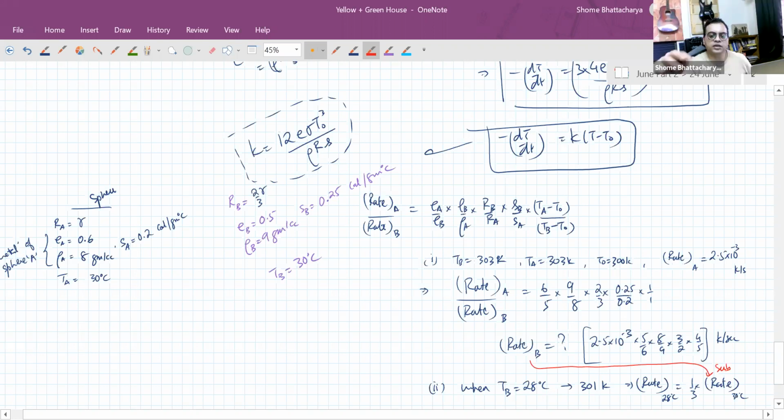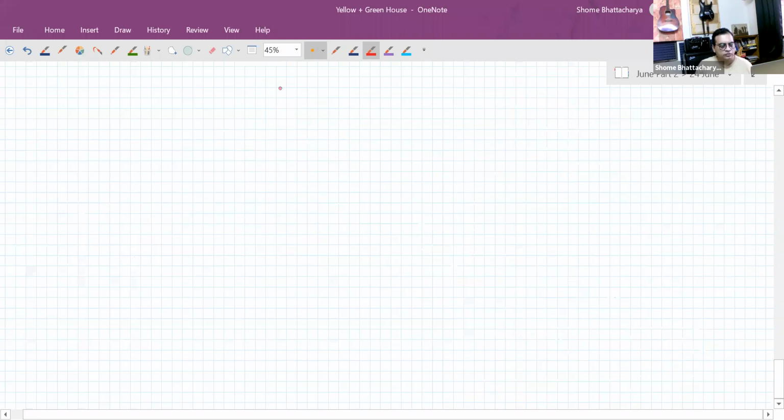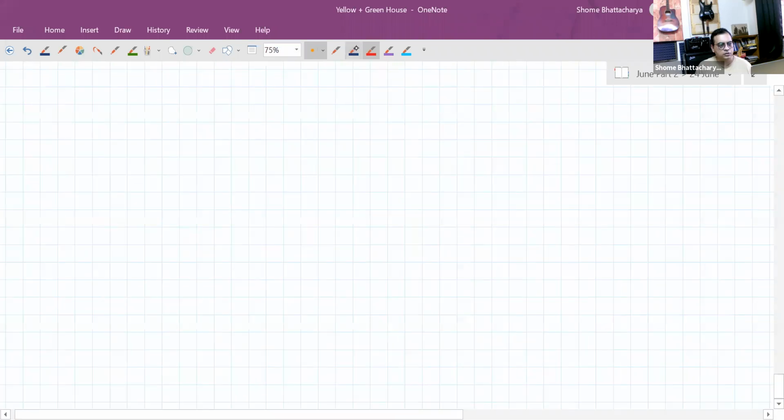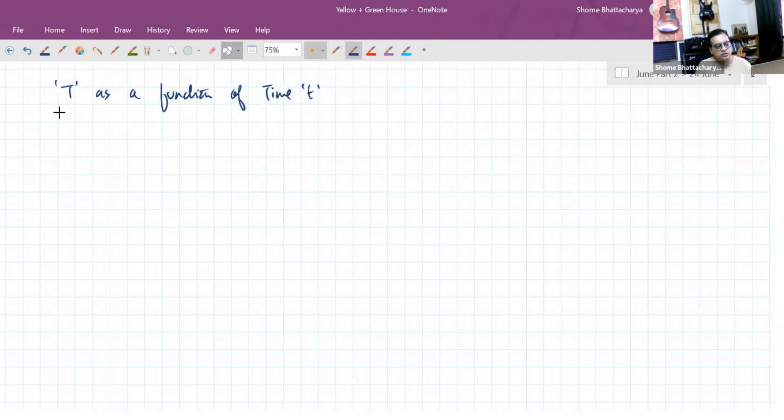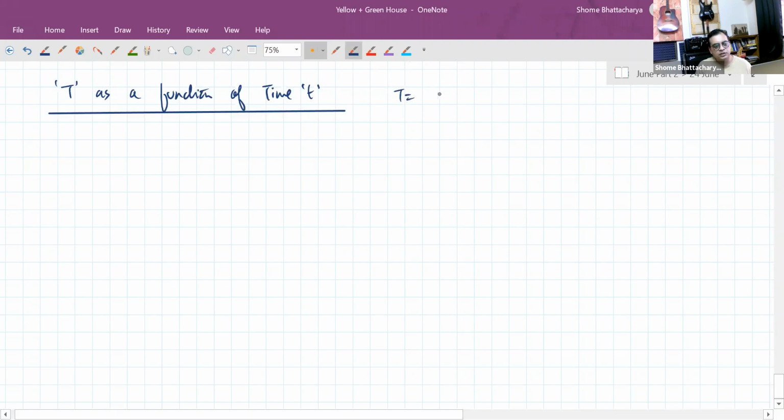Now moving on to another type of application of Newton's law of cooling, when we want to find the temperature as a function of time using the rate of cooling. Temperature as a function of time for a situation where again the surface temperature is equal to T naught plus delta T, such that delta T is small compared to T naught.